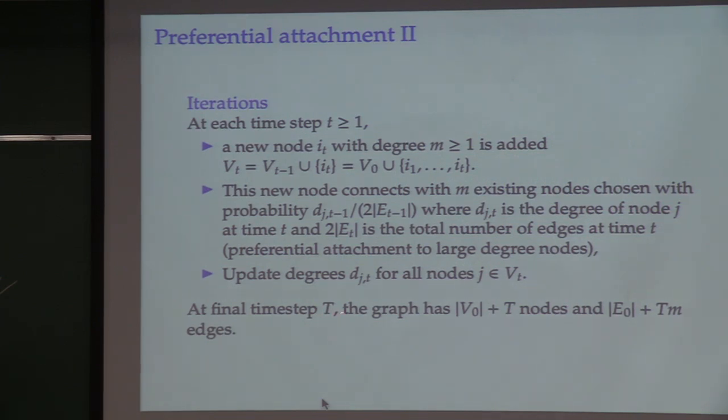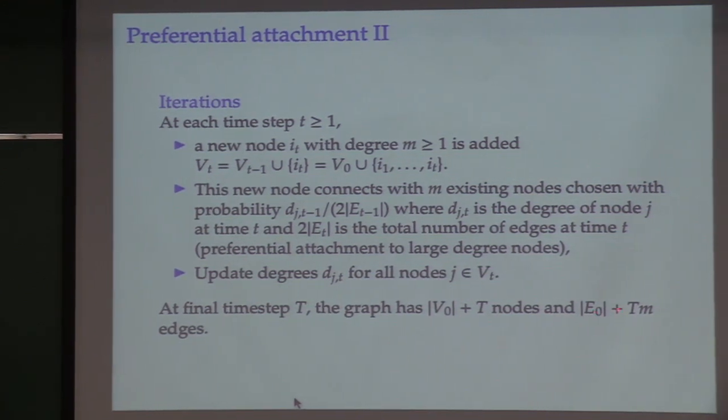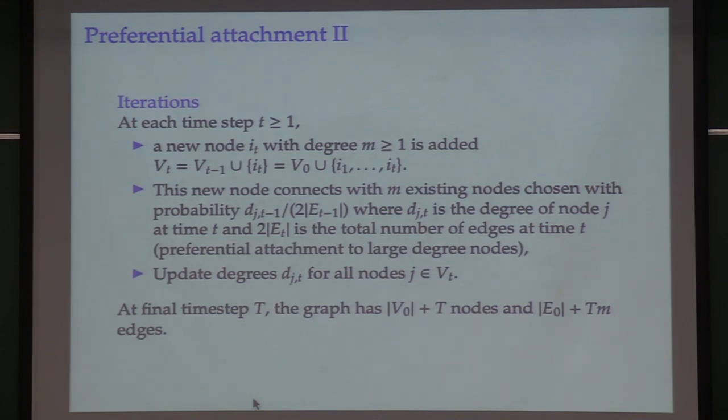At the final time step t, the graph has a total of cardinality of V naught, the initial number of nodes you started with, plus t, the number of nodes you added, one at each time step. And the number of edges is the number of edges you started with plus t times m, because at each time step you added m links. So you have a complete characterization. If you aim at generating a graph with, say, 100 nodes and, I don't know, 500 edges, then you just set the time and the value of m to obtain this at the end of your algorithm.